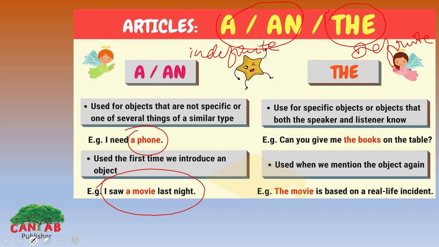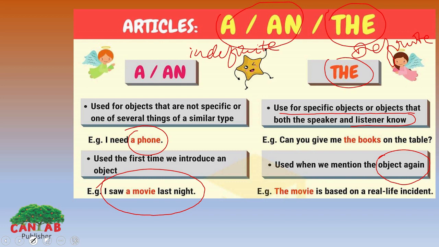Look at this use of the. Here the definite article is used for specific objects that both the speaker and listener know. Can you give me the books on the table? Here the speaker and the listener know which books he is asking for. We also use it when we mention the object again. The movie is based on a real life incident. Here the speaker and listener know about the movie and they are discussing it again, as they have seen the movie before.